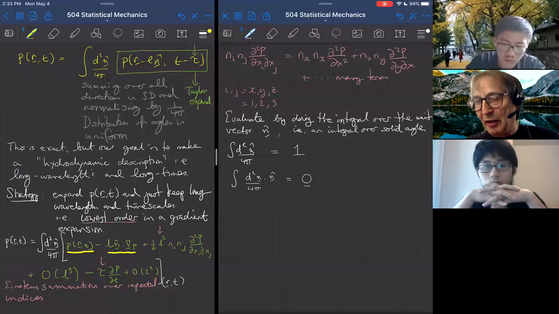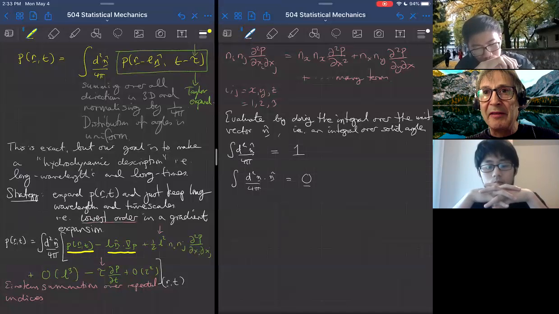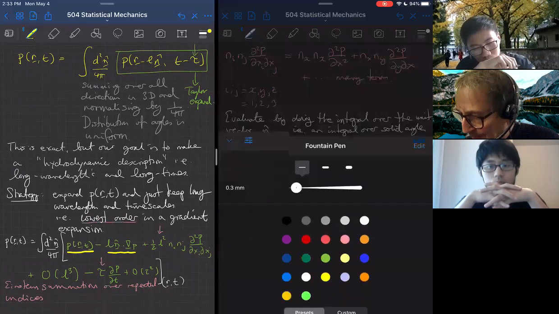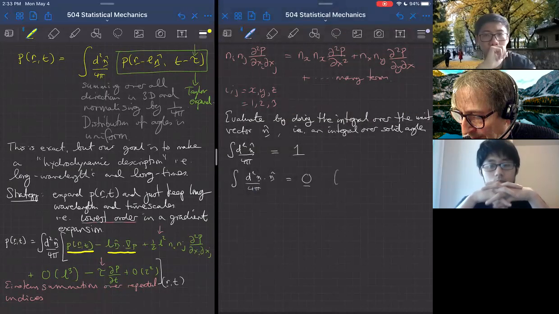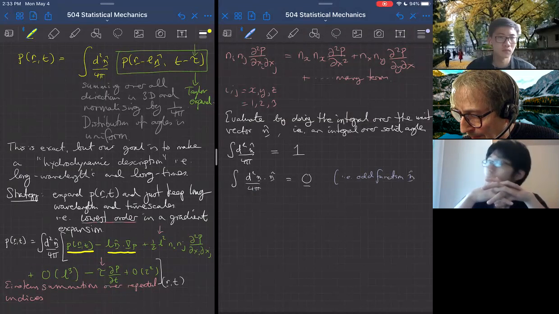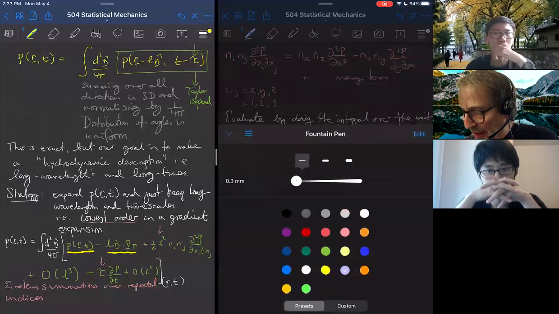So if you like, this is an odd function multiplied by an even function, and so you get 0. So another way of saying that. Okay, so that's that integral.